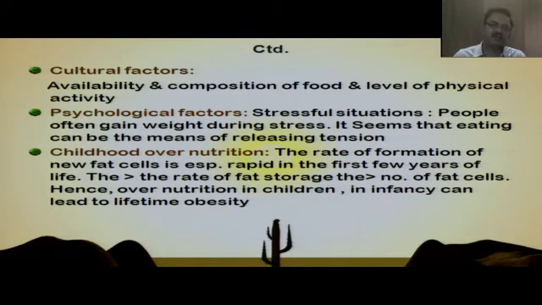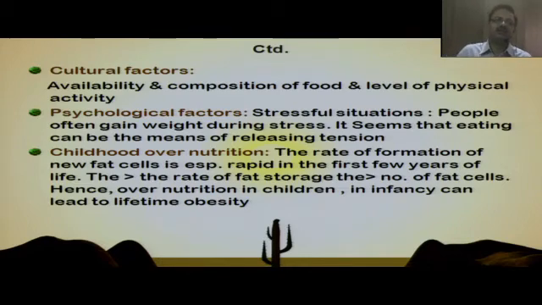Psychological factors like stressful situations. Many people gain weight during stress. It seems that eating has become a means of releasing tension. So patients with depression are stressed and they are involved in eating more.